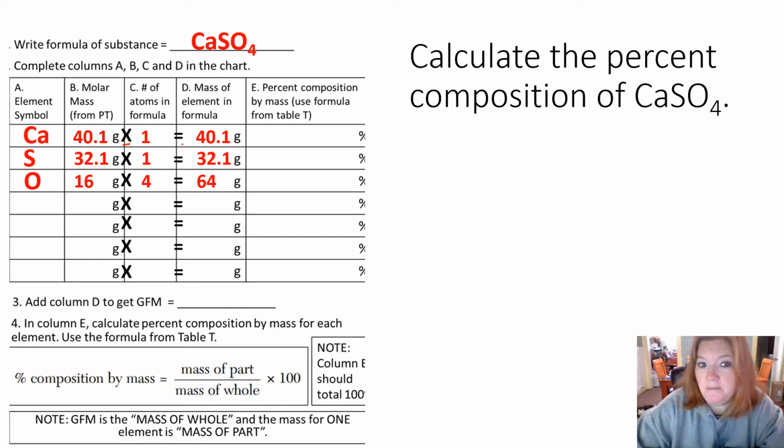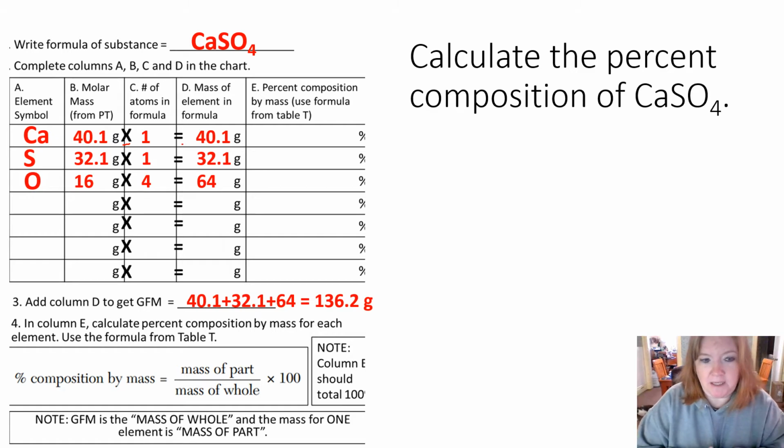All right, so I completed columns A through D. Now I have to add column D to get the gram formula mass. So I got to add all those numbers up. I get the gram formula mass. Now it says for column E, I have to calculate percent composition using that formula.